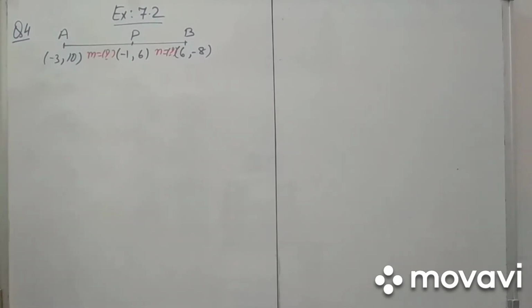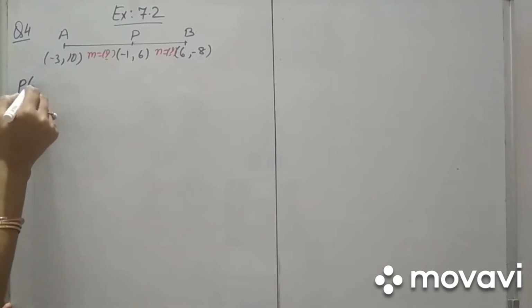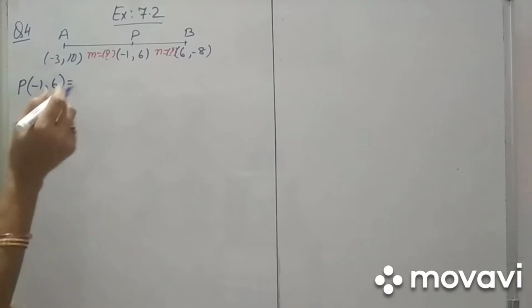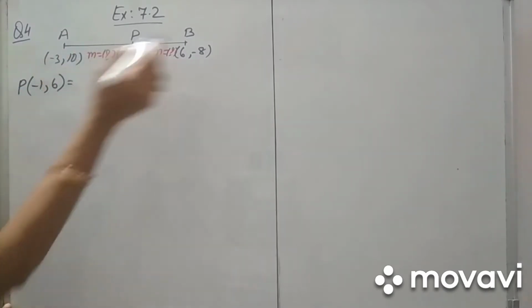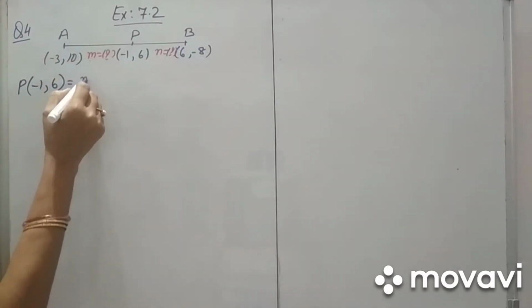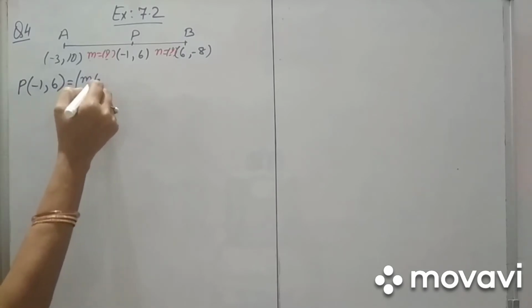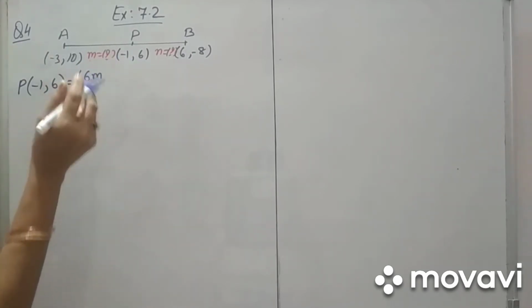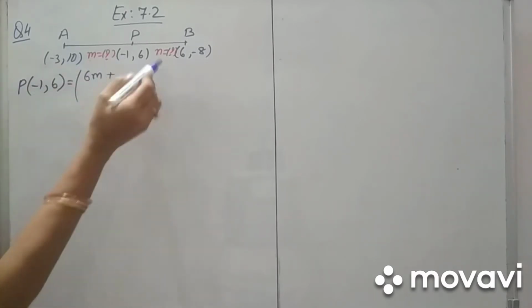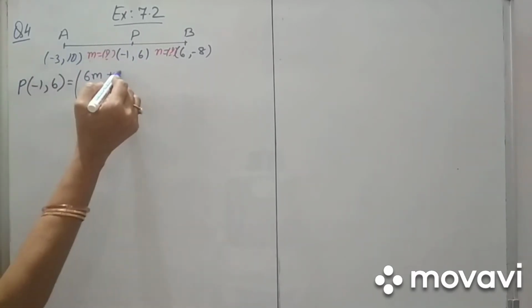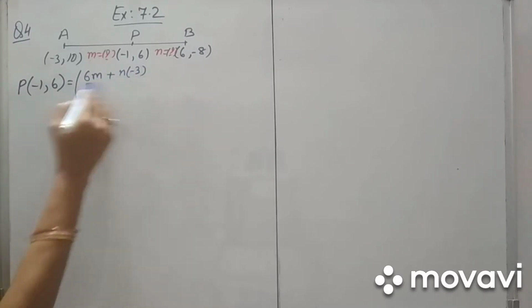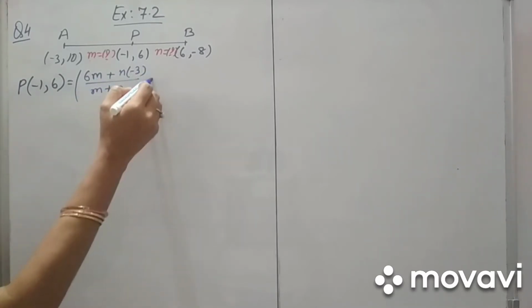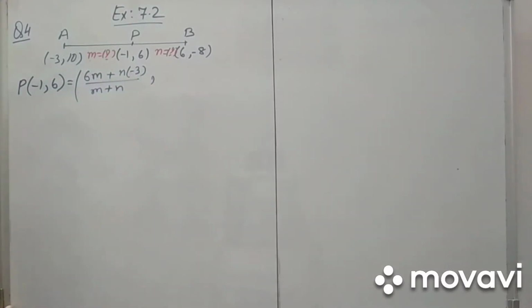How we will find it out? Let's see. Section formula will remain the same only. (-1, 6) is equal to this multiplied by the coordinates. So m into 6, I am writing it 6m, plus n into minus 3, upon m plus n. This is my x coordinate.